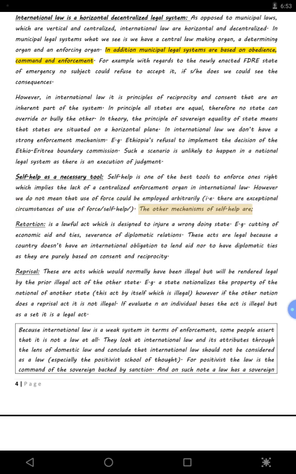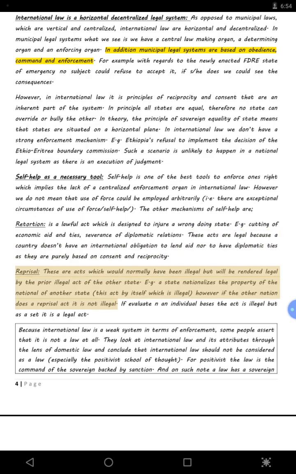Self-help. The other mechanisms of self-help are: retortion, which is a lawful act designed to injure a wrongdoing state, e.g., cutting off economic aid and ties, severance of diplomatic relations. These acts are legal because a country doesn't have an international obligation to lend aid nor to have diplomatic ties, as they are purely based on consent and reciprocity.